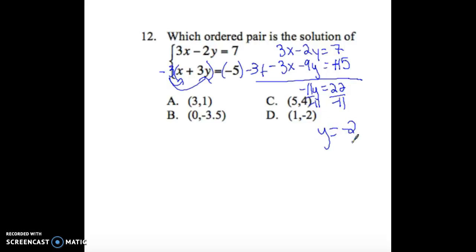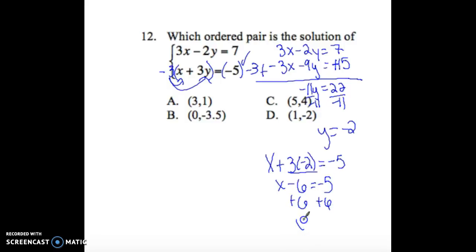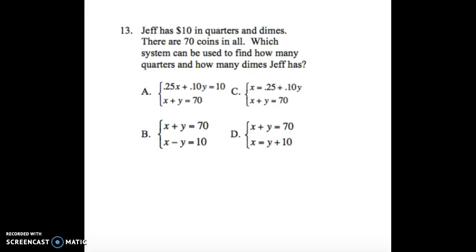Then I substituted it back in, and I said x plus 3 times negative 2, and you can use either equation. I just used the bottom one because it was less numbers to multiply and divide by, equals negative 5. So I got x minus 6, positive 3 times negative 2 is negative 6, equals negative 5. Add 6 to both sides, and you get x equals 1, which is the ordered pair 1, negative 2, which is D.